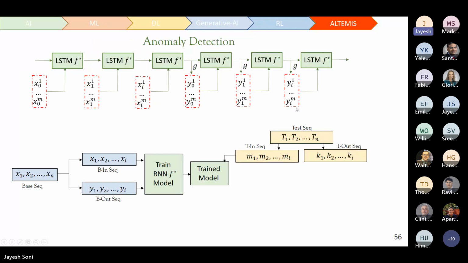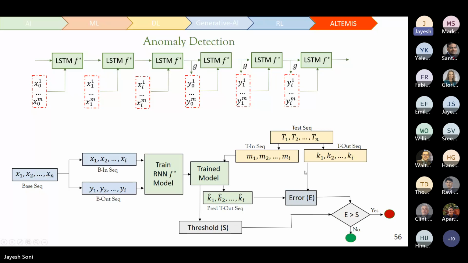And once you have your test sequence, again, we can divide it into input and output. And we are trying to predict the output of the test sequence through the model. Then we see what the difference is between the actual test output and the predicted test output. If the error is greater than some dynamic threshold, then we can say that at that particular point there is some anomaly in your sensor value. And if the error is less than the threshold, then we can say it's a normal point.